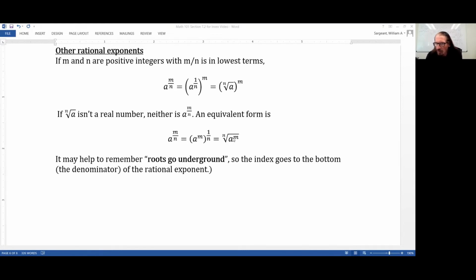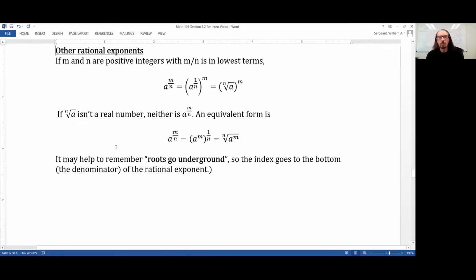Could we raise a to the mth power first and then take the nth root? Well, in some cases we can, but we do need to be careful because the first part here is the definition. If the nth root of a is not a real number, if you have a negative radicand and an even index, then this would not be real, and so it would not make sense to continue by raising to a power. That can get hidden by using this other approach.